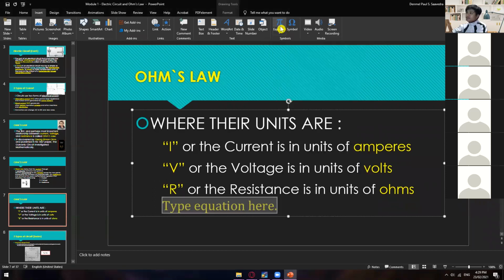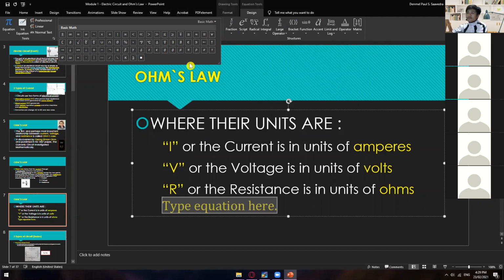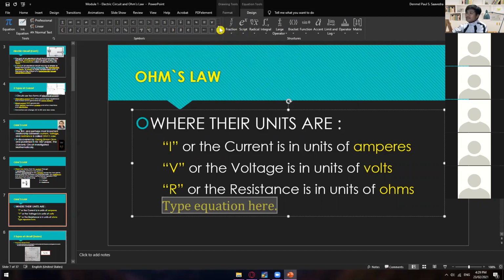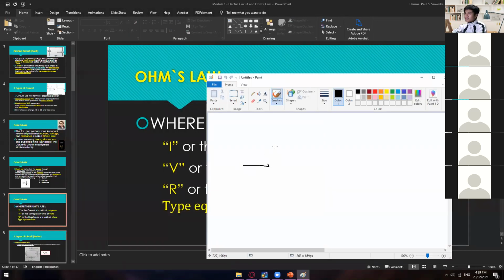Sorry, I've accidentally clicked this top here. Equations. Where is that omega? I cannot find the symbol omega in here. Anyway, the symbol of omega is like this. I hope you are familiar with this kind of symbol. This one symbolizes ohms.